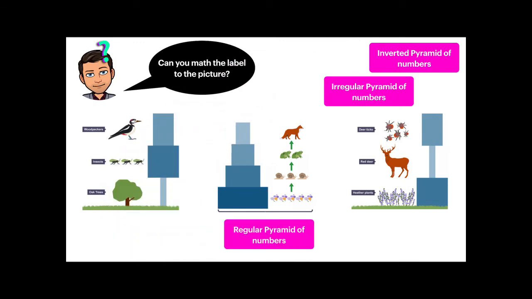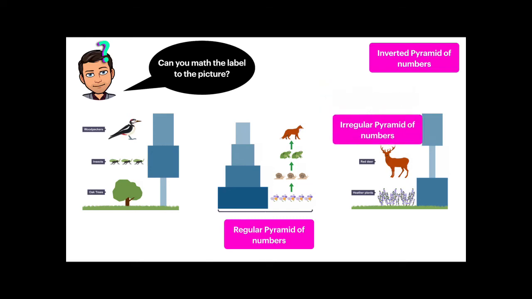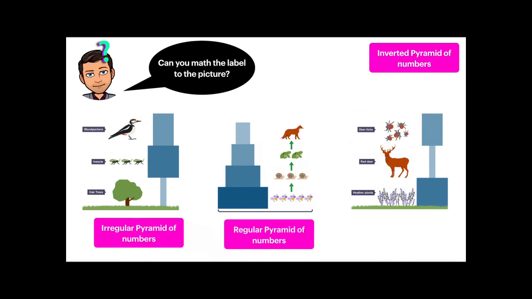Okay, over here we have got the regular pyramid of numbers in the middle, because the largest population is in the bottom and the population size is getting smaller each time. This is an irregular pyramid of numbers because it's one tree supporting a larger population of insects and then a small population of birds.